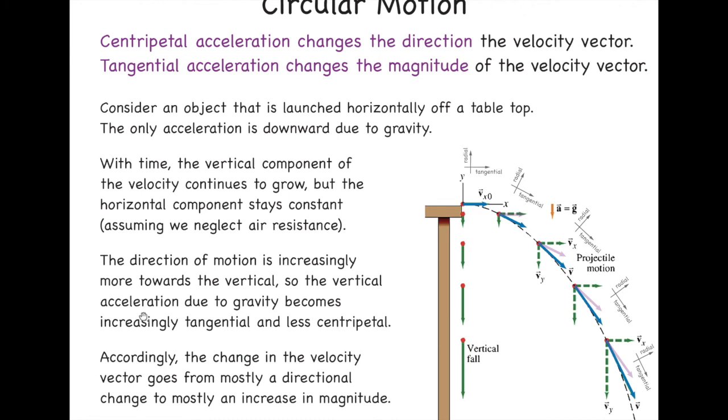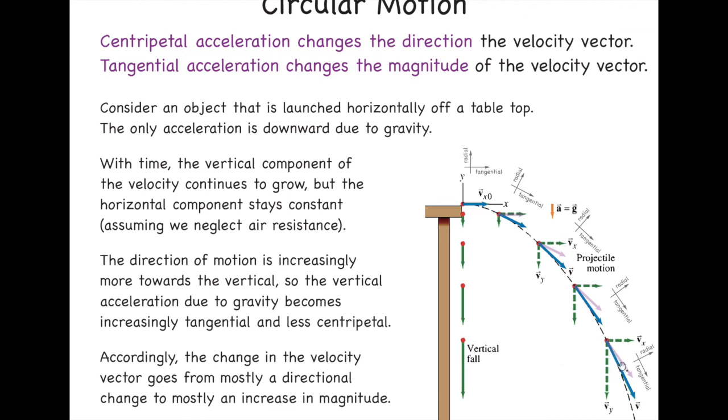So the vertical acceleration due to gravity becomes increasingly tangential, right? Because tangential is now pointing almost perfectly vertically, so a vertical acceleration due to gravity is almost completely along that direction. It becomes increasingly tangential, which by definition means it is becoming increasingly less centripetal. So accordingly, the change in the velocity vector goes from being mostly directional. Here it's not changing the magnitude very much, but it is changing the direction by quite a bit between the steps.